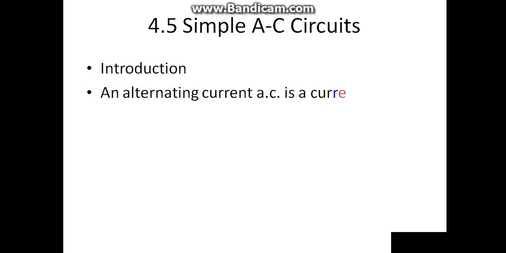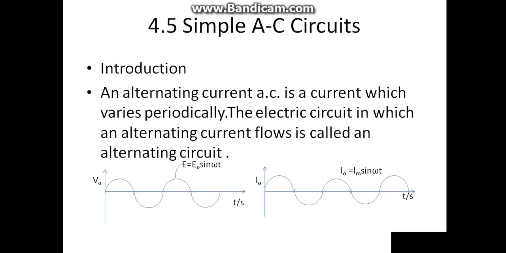4.5 Simple AC circuit. Introduction. An alternating current, AC, is a current which varies periodically. The circuit in which an alternating current flows is called an alternating current circuit.